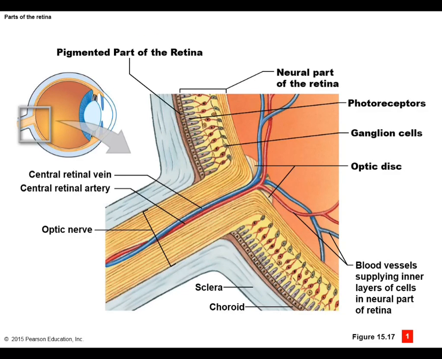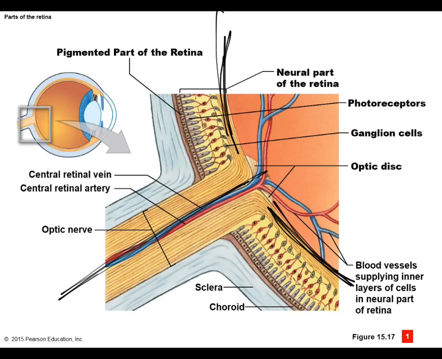So we just take a look at the eye here. All of this would be the layer of the retina. And here's your second nerve, right? This is the optic nerve coming back.